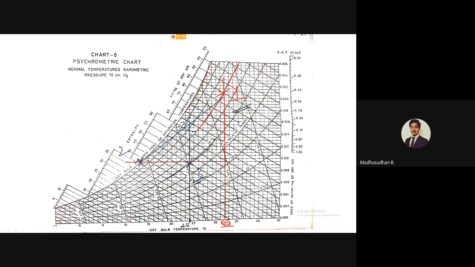Now, what are the things to find out? So you need to find out what is enthalpy at state 1. Enthalpy at state 1, just extend as I am extending now, to meet this particular curve. So this one is your H1 value. Now we require omega 1. So what I have to do? We have to extend horizontally till it meets this particular axis as I am doing now. So this particular value would be your omega 1.